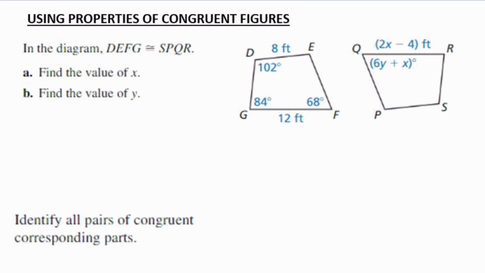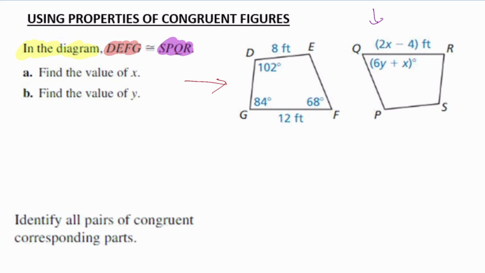All right, here we have a few figures in our diagram. It tells us some information here. One of the first things it tells us is that in this diagram, the 2 figures, DEFG, which is this figure here, is congruent to SPQR, which is this figure right there. So we have these 2 figures, and we know that they are congruent. One of the features of congruent figures is their corresponding parts will also be congruent. So if we have 2 figures and we know that they are congruent, we can use this fact to help us solve for some of these values.